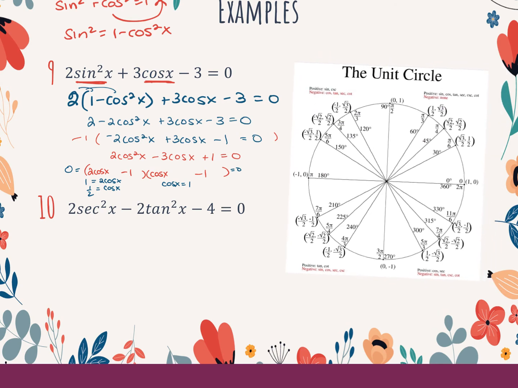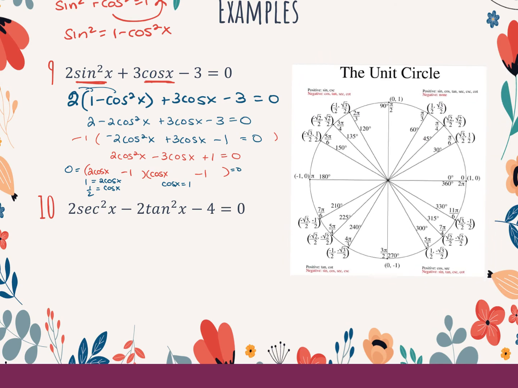So where on my unit circle are my x values positive 1/2? Pi over 3. And 5 pi over 3. And where is my x value positive 1?